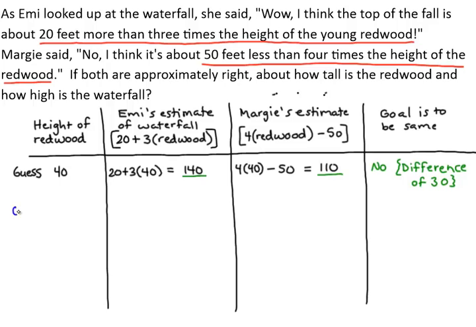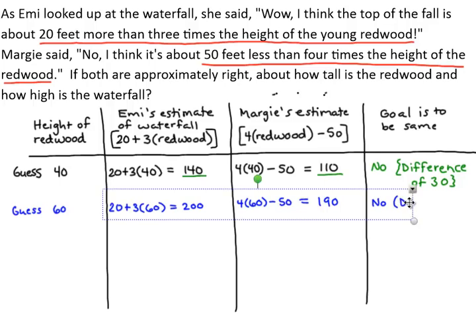And so now I'm going to guess 60. And so I'm going to do the same process. 20 plus 3 times 60 is equal to 200. And I'm going to go 4 times 60 minus 50, which is equal to 190. Hey, it's still a no, but this time we have a difference of 10.